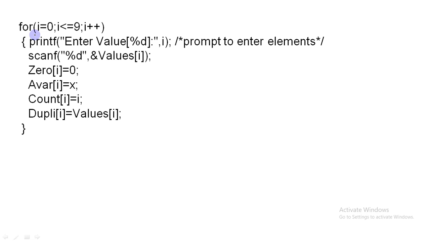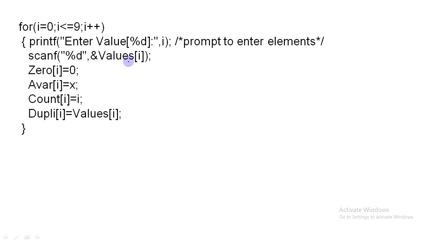Now, for i equal to 0, i less than or equal to 9, because we need to do it for 10 elements. It should go up to 9, or we could have written i less than 10, i plus plus. Okay, this is the for loop. Printf of "enter a value %d". So here i will be printed. Enter a value for values array 0, values of 0, values of 1, values of 2 as this iteration goes by. Prompt to enter the elements.